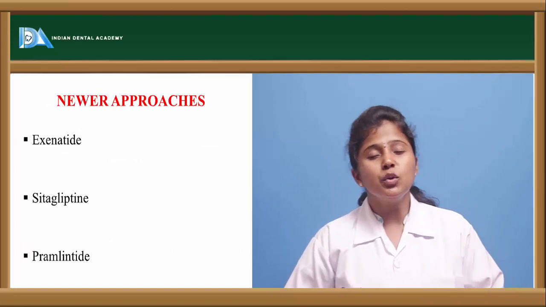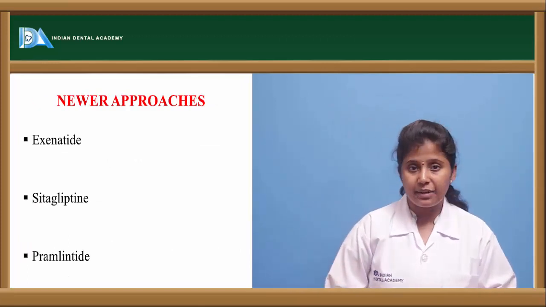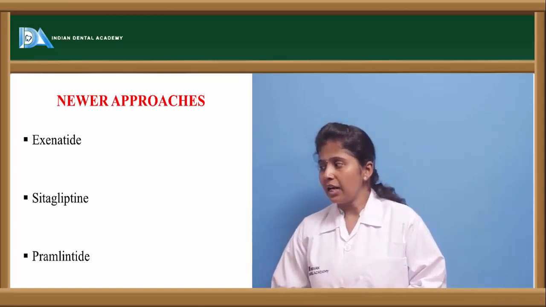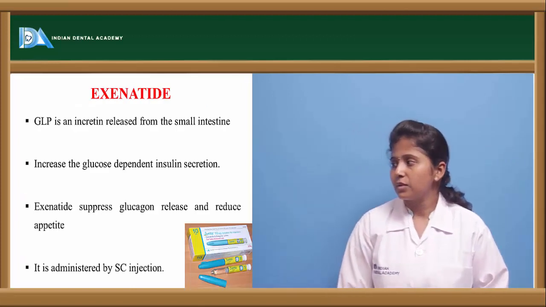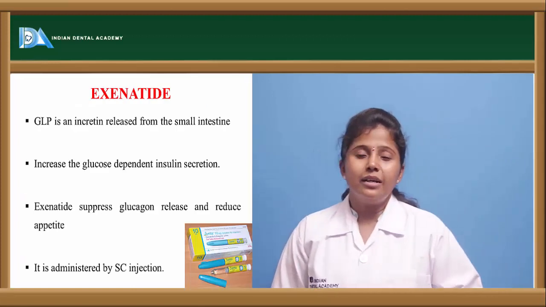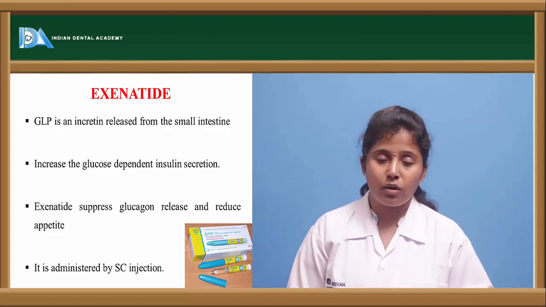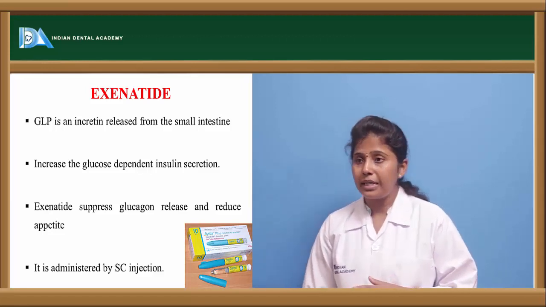There is a newer category of drugs. There are newer approaches for treating diabetes. The drugs which come under this category are exenatide, sitagliptin, and pramlintide. Exenatide: this is a drug which is a GLP-1 analog, glucagon-like peptide-1 analog.